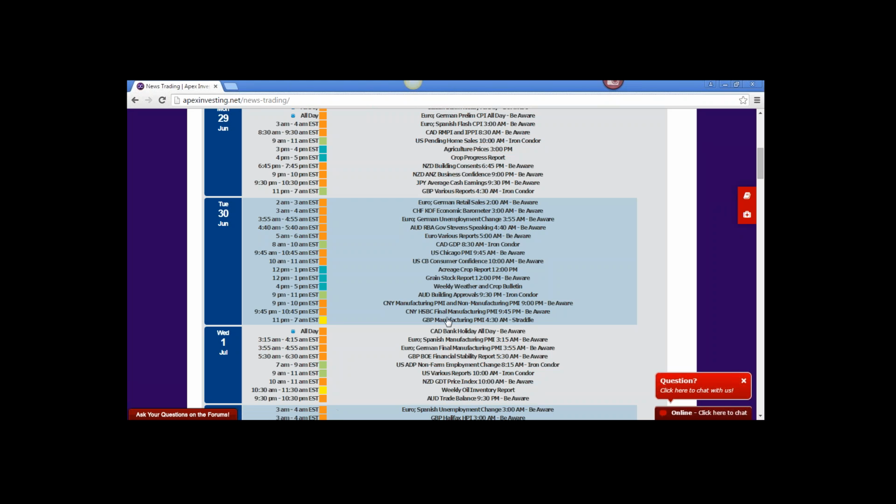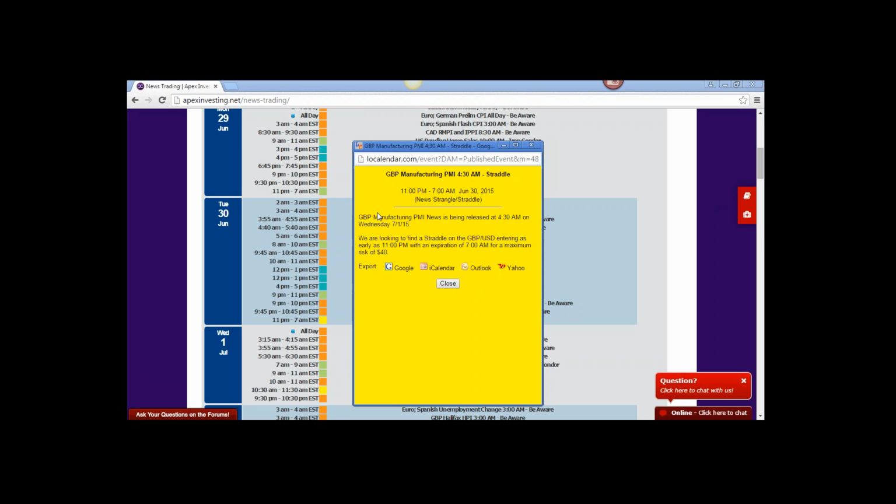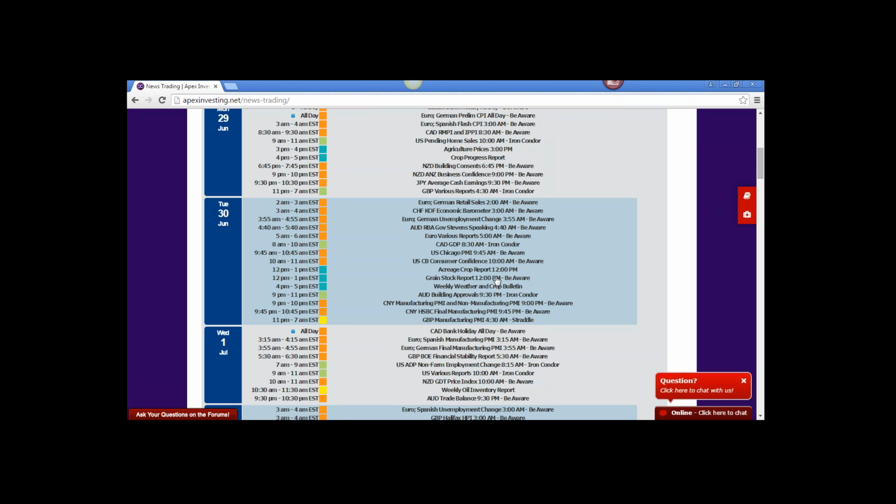You can look right here. This one here says a straddle. Well, that same thing. You go in here and it tells you exactly what we're looking for, okay? What time it's coming out, what time we're looking to enter, and so on. Now, some of you may say, what's an iron condor? What's a straddle? Well, I'm going to show you where you can get that information, okay?